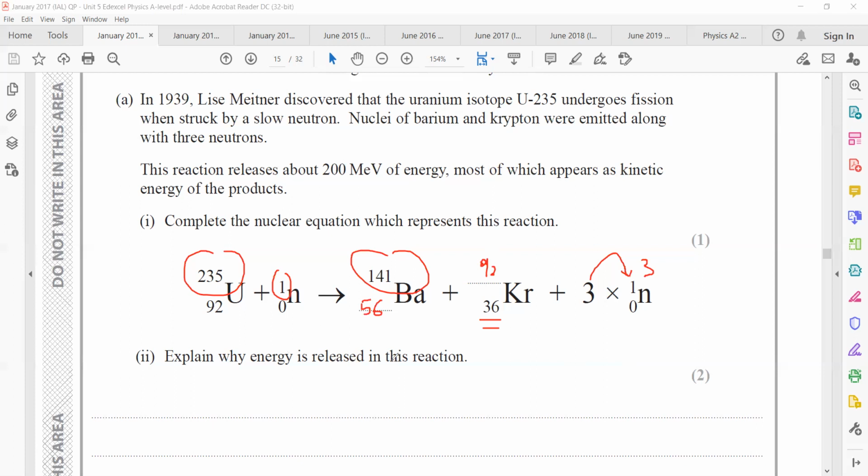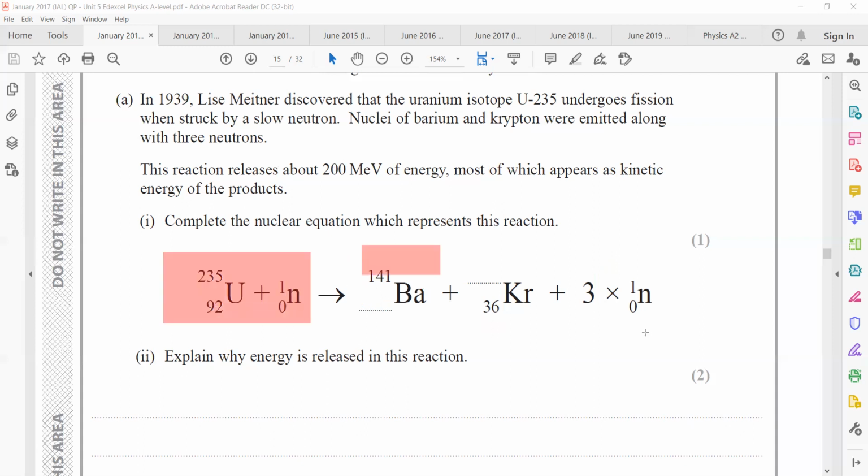Explain why energy is released in this reaction. Whether it is nuclear fission or nuclear fusion, in both cases energy is released. So what is the reason for that? The reason is the mass defect. When we calculate the total mass of the reactant and the total mass of the product, we find a defect in the mass. When we measure the mass of the reactant and the mass of the product, we find there is a difference in the masses.